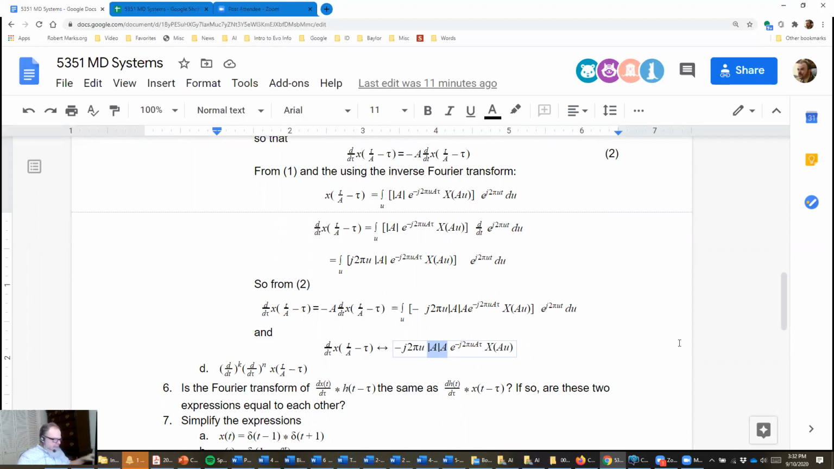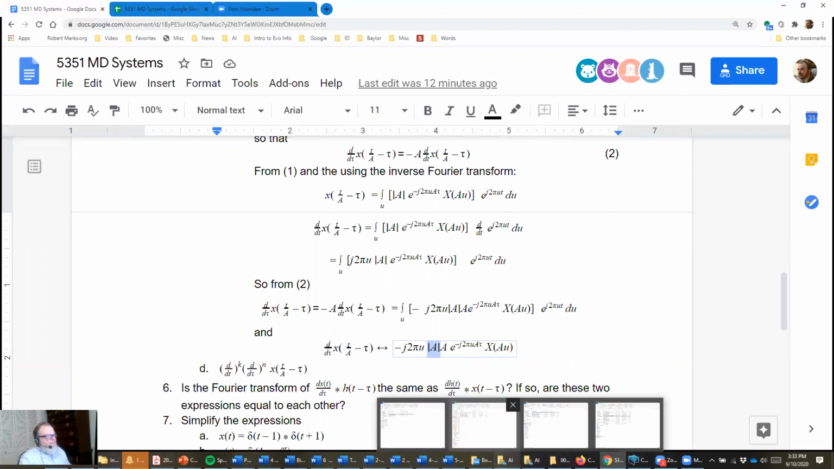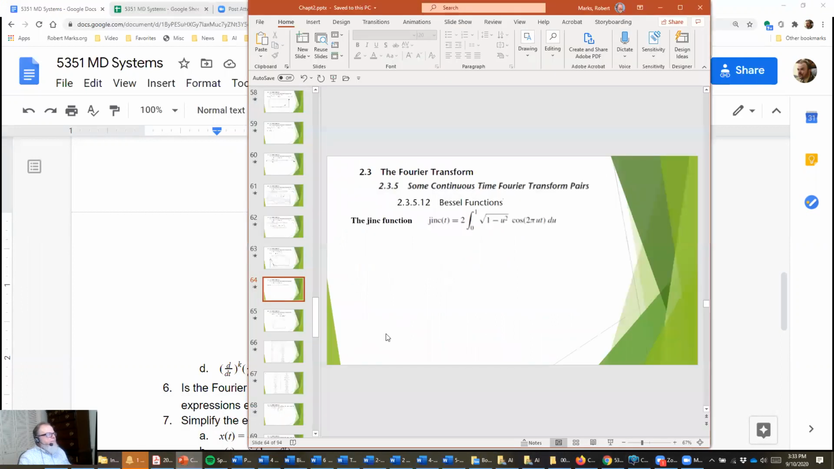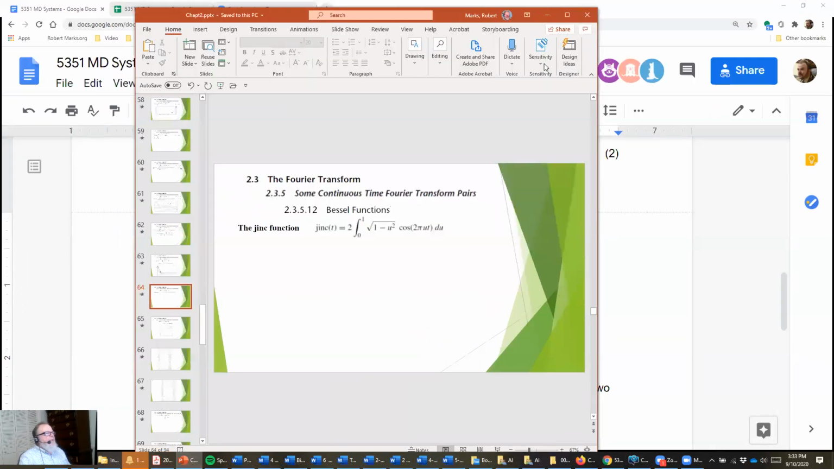I don't believe Google Docs lets me write on here. No, it doesn't. So I'll go to the slides then and talk about something which is important, which is when you use the magnitude of a, because I think this is a common misconception in Fourier analysis.